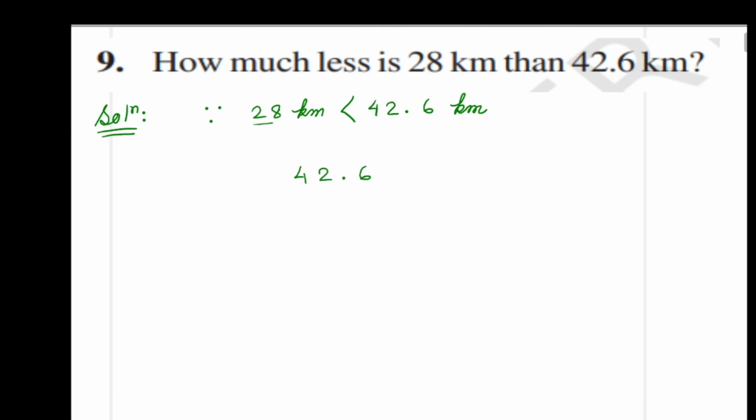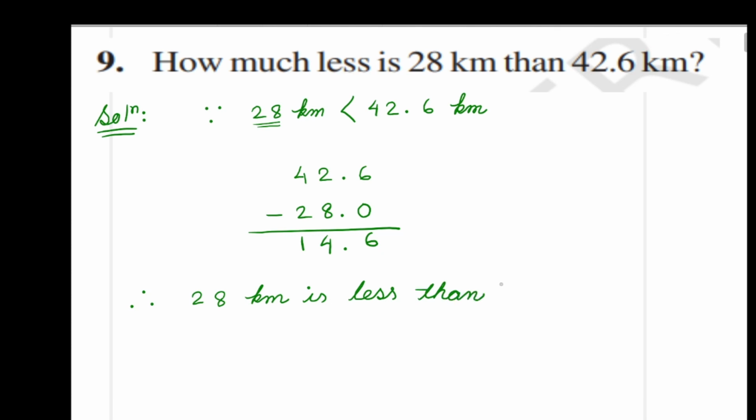So it will be 42.6. But 28 is not in the form of decimal, so we can write 28.0. Is it in the form of decimal now? Yes. So the difference is 14.6. Hence 28 kilometer is less than 42.6 kilometer by 14.6 kilometer.